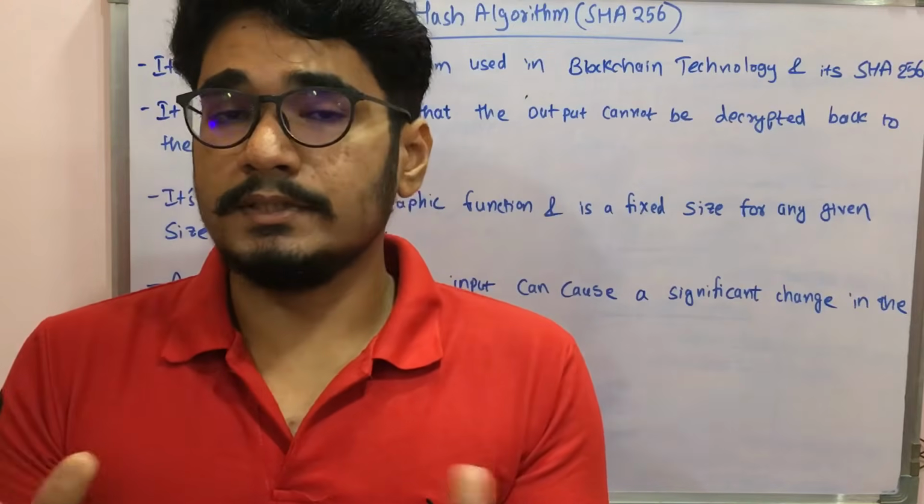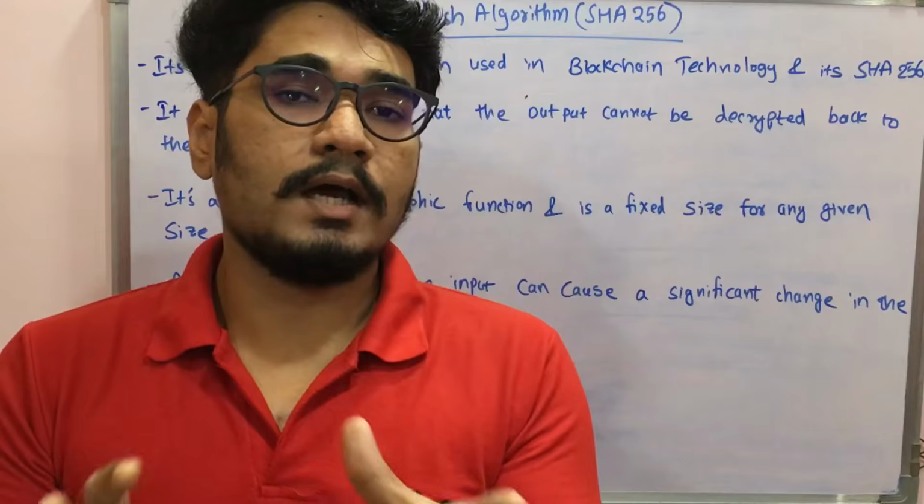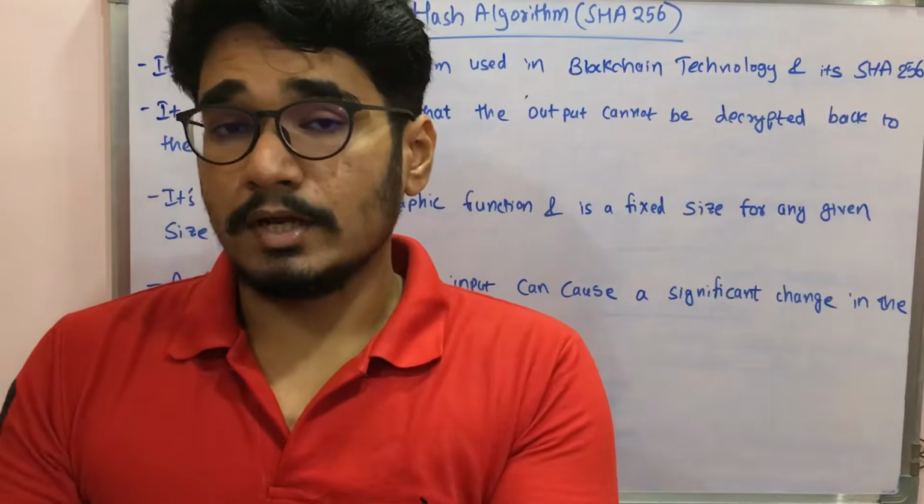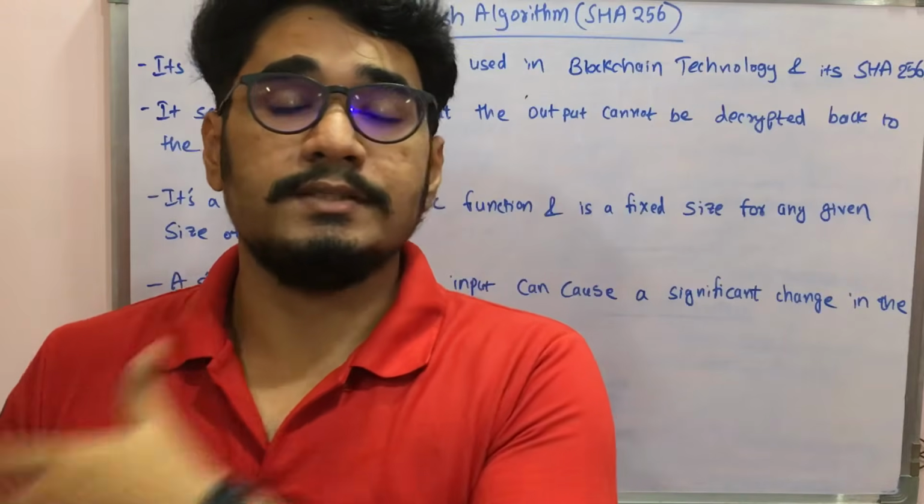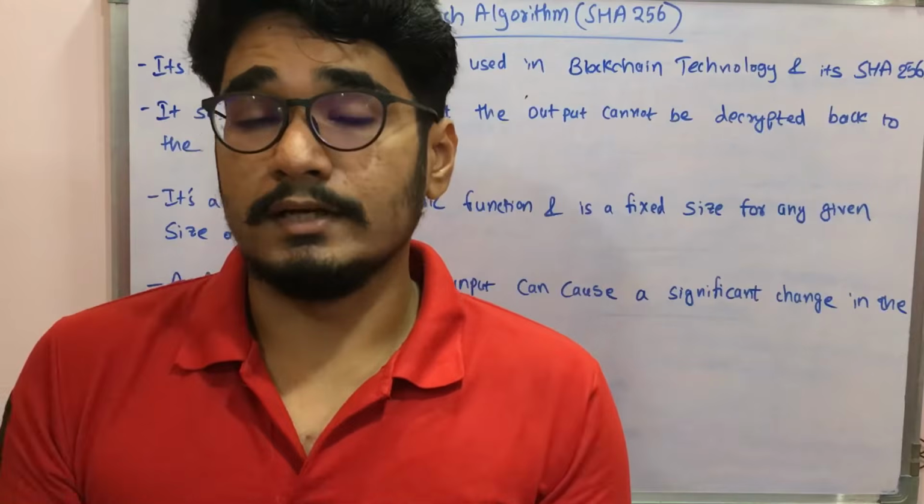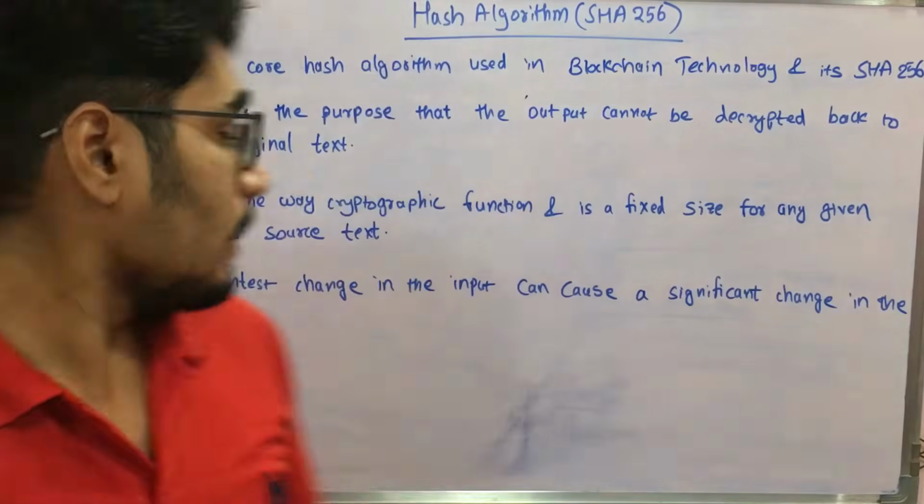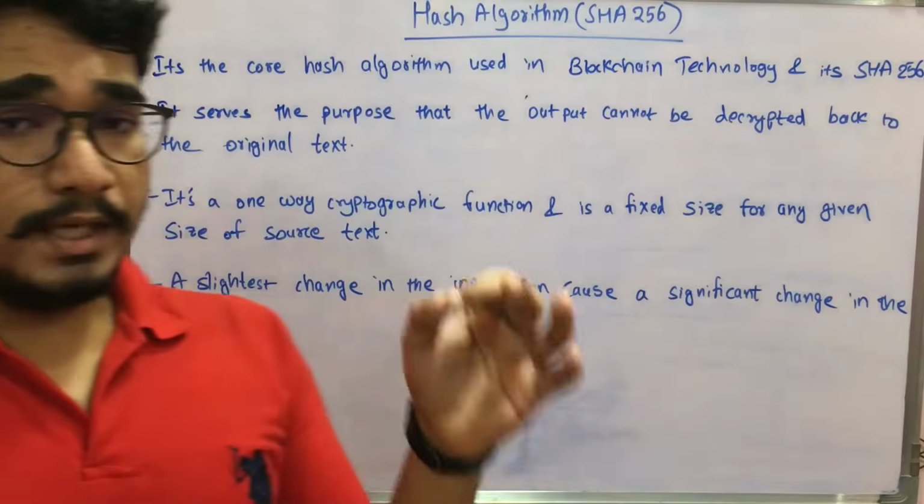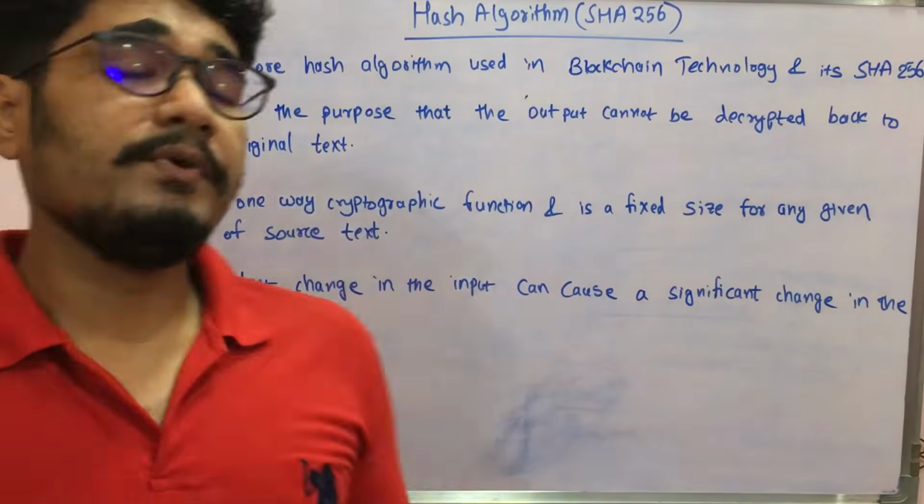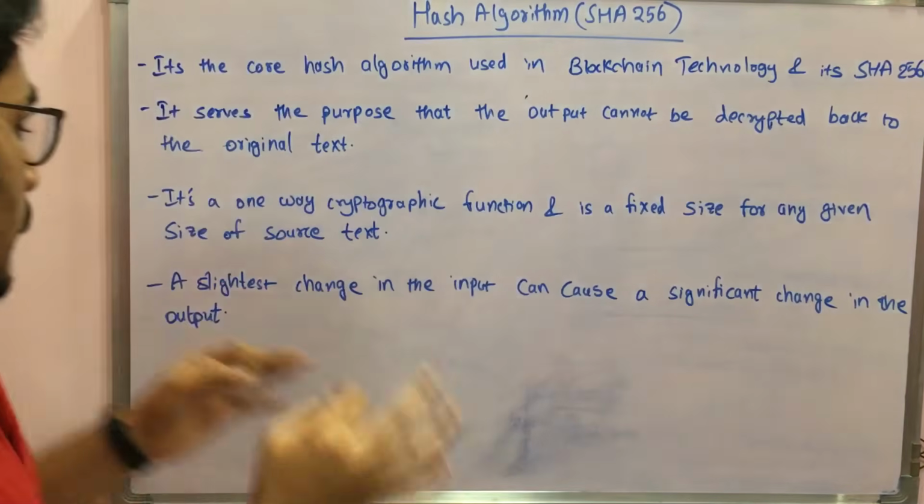So it's like an encrypted text. You just cannot do the decryption back to its original state. It's that level of secure. We incorporate that in the blockchain, and the slightest change in the input can cause a significant change, a massive change, in the output.